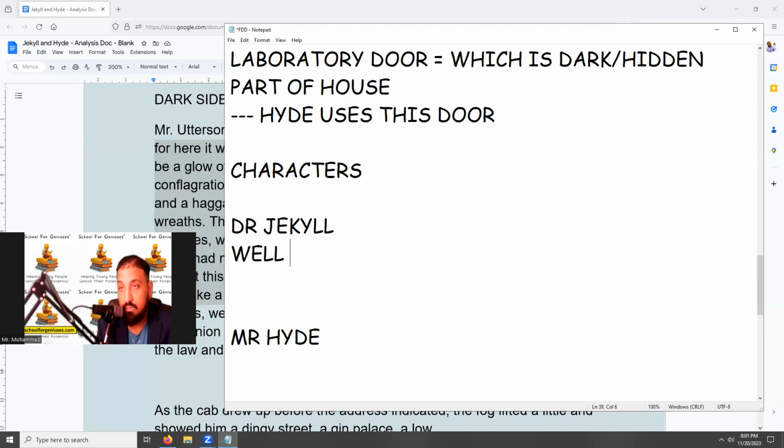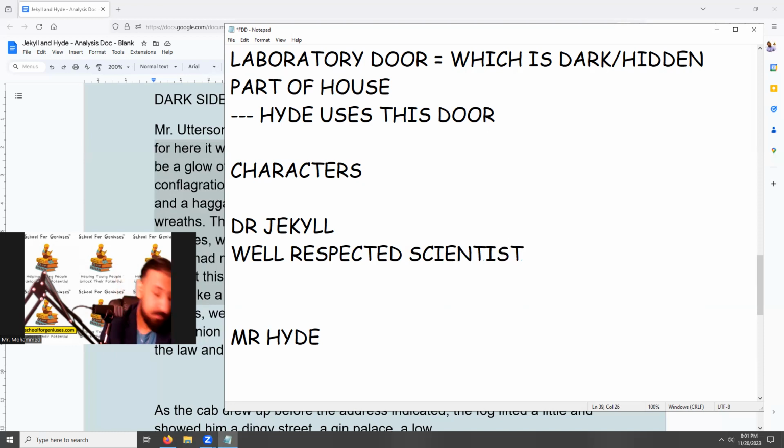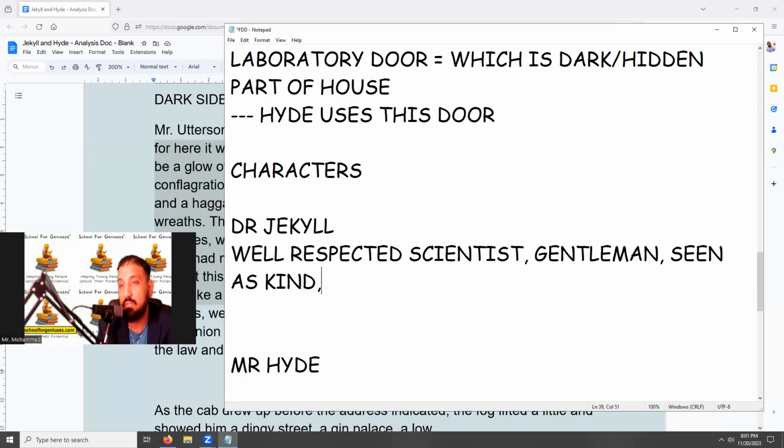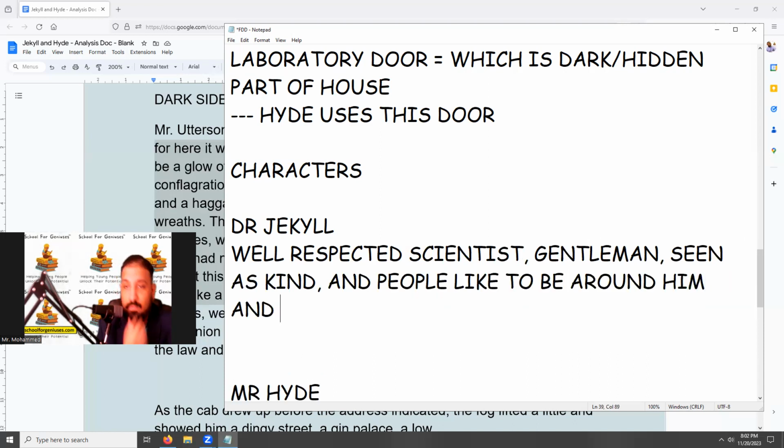Dr. Jekyll is a well-respected scientist, a gentleman, seen as kind, and people like to be around him. He is also wealthy. There you go. All right, so that's basically Jekyll.